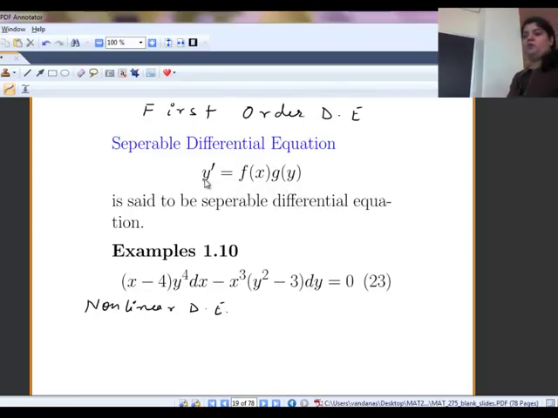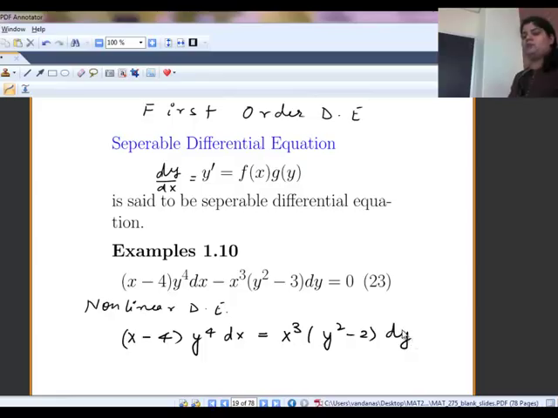So I want dy over dx, which equals y prime, like this. So okay, let me pull all these terms to the right hand side. So I will write it down: y to the power 4 dx is equal to x cube y square minus 3 dy. Is it fine? I just added this whole term to both sides.